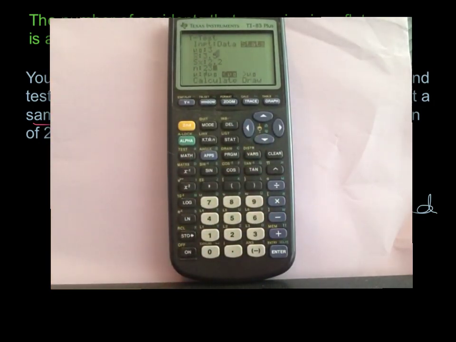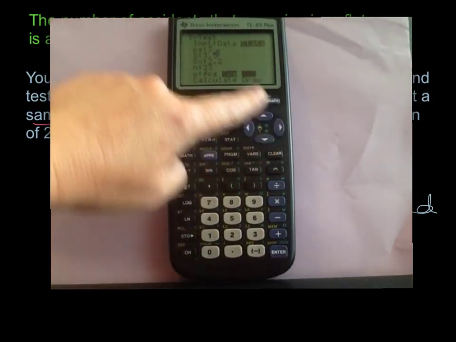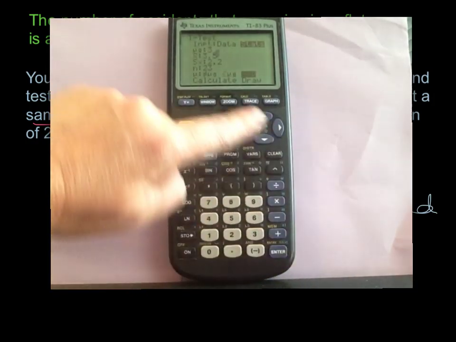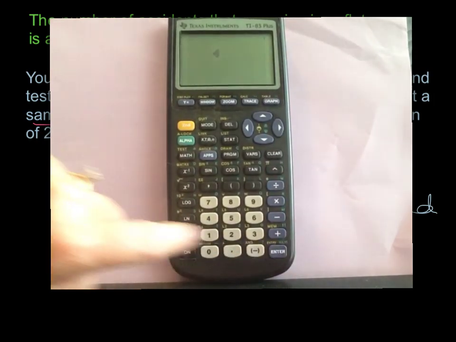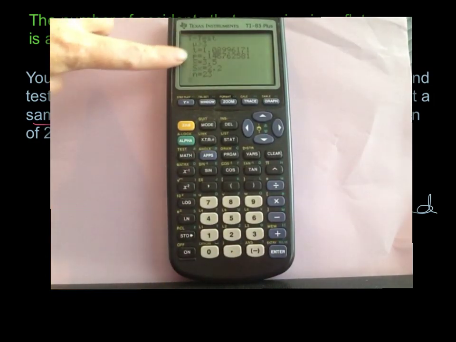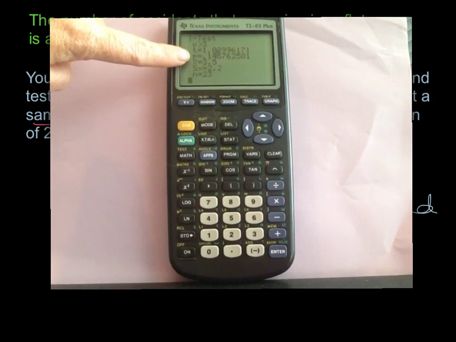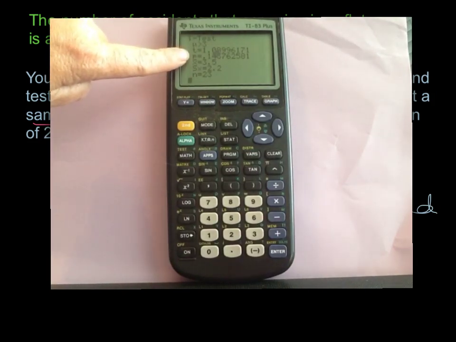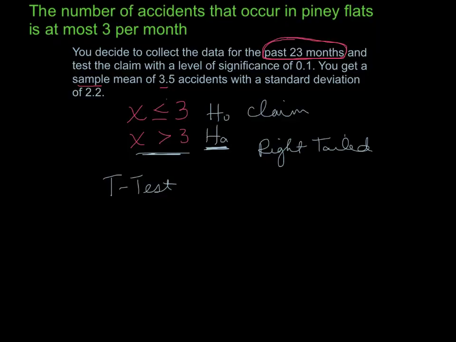So next we have to indicate whether it's left-tailed, right-tailed, or two-tailed. Our HA statement was greater than, so we have to go over to the greater than symbol and make sure we hit enter to select it and hit calculate. This time we get a p-value, which is what we're interested in here. P-value of 0.1437. We're going to go ahead and round that to 0.144.